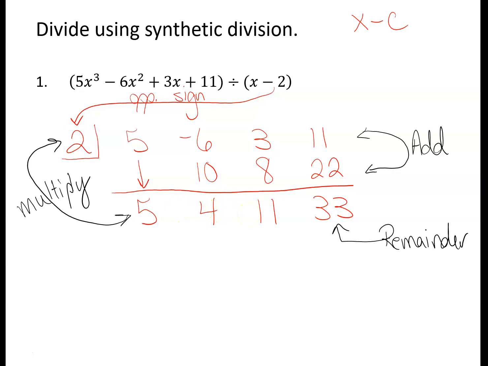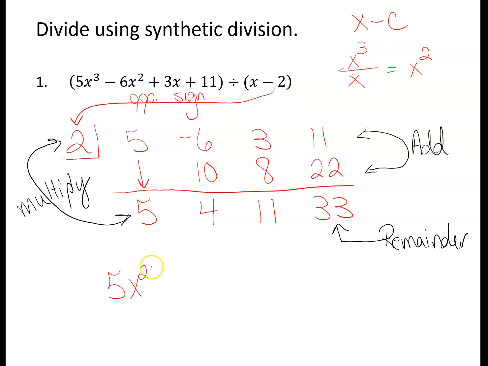Now, to determine which exponent to put on x, you would think about, well, my dividend had x cubed. Its highest exponent was a 3. If I took x cubed and divided it by x, that would make an x squared. So my answer is going to need to start with x squared. And it's going to have this 5 in front of it. So we're going to write 5x squared.